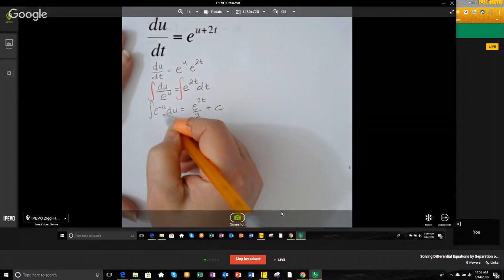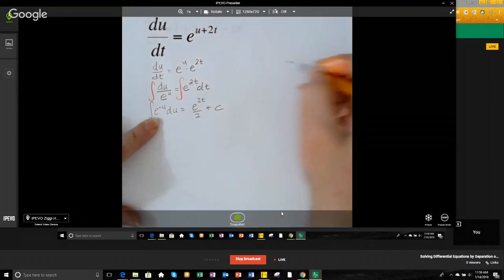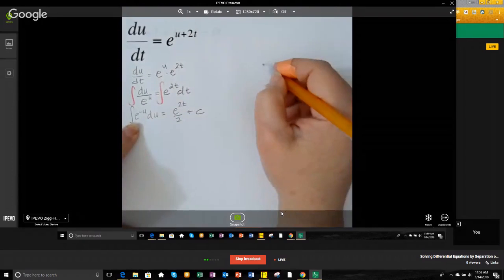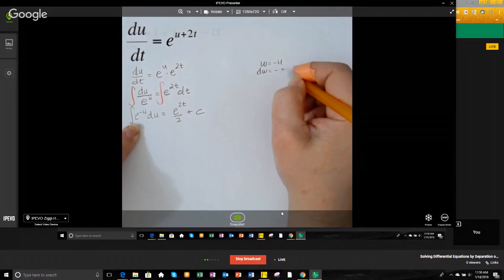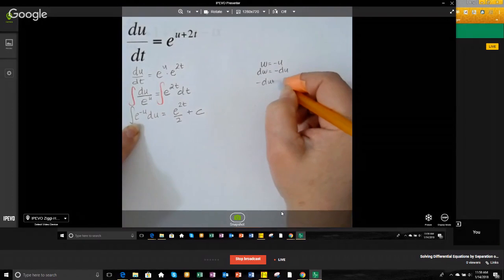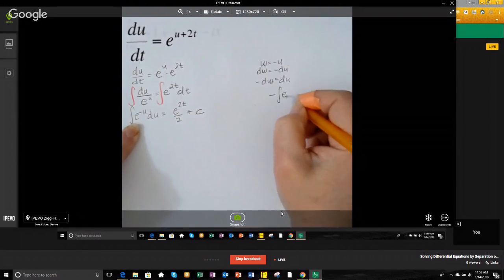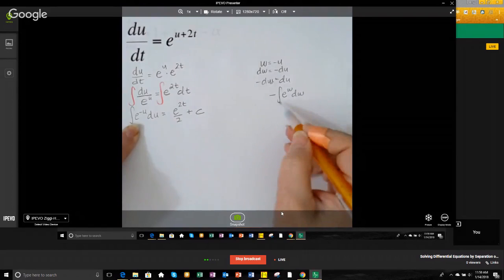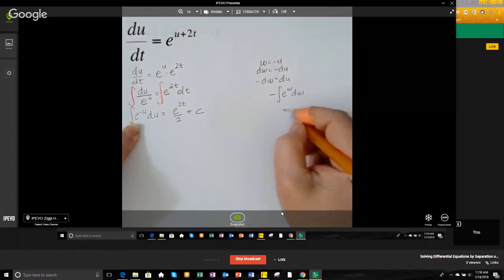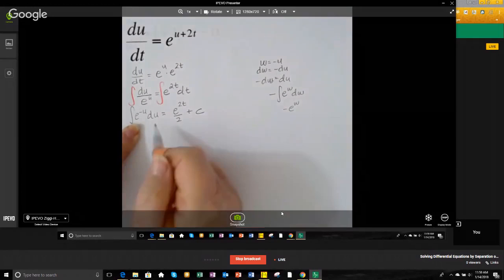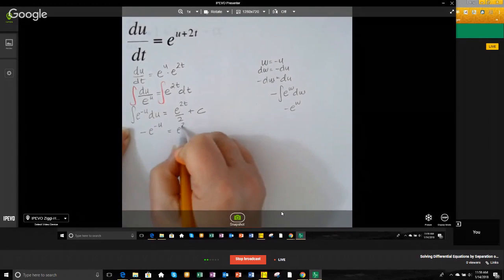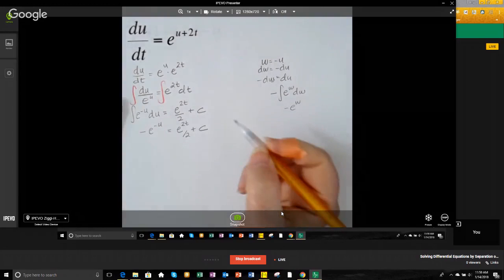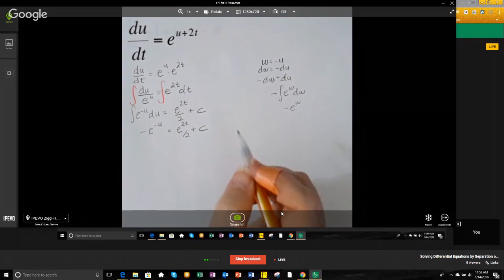And now when you take the integral of this, you can use u substitution, but I already have a u, so we're going to use a double u substitution. So we'll say w equals negative u, dw equals negative du, negative dw equals du. And so it's negative integral e to the w dw. And so that's just negative e to the w. So that means we're just going to make this negative e to the negative u equals e to the 2t over 2 plus c.